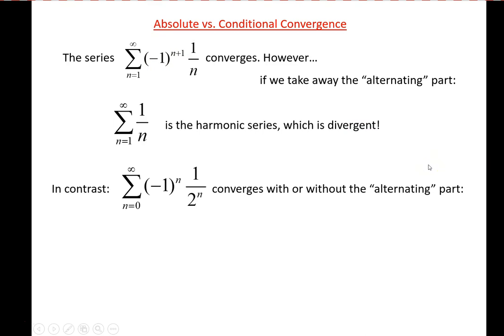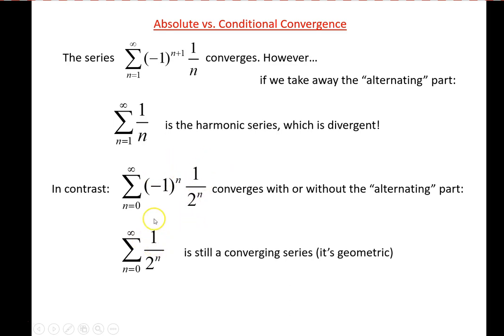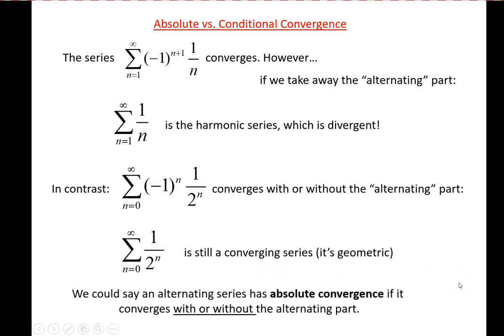Now, on the other hand, if we look at this series, this is a geometric series. I think we actually did this one earlier in the PowerPoint, and we said that this converges using the alternating series test. We could go through and show that. But without the alternating part, this still converges, right? Because it's a geometric series with a common ratio of 1/2. So if the series converges with or without the alternating part, we say it's absolutely convergent. So that second example is an example of a series that's absolutely convergent.